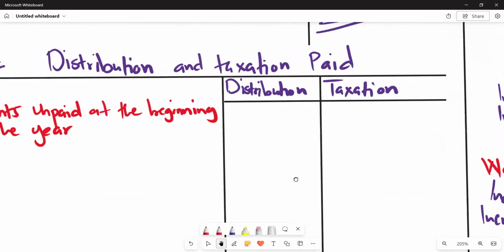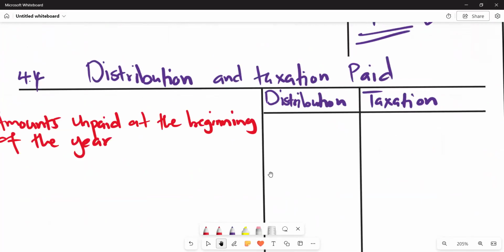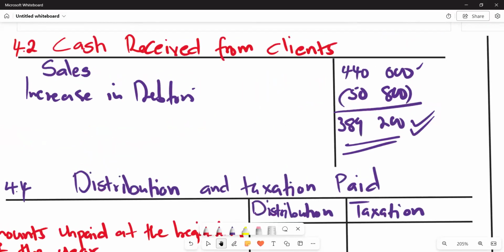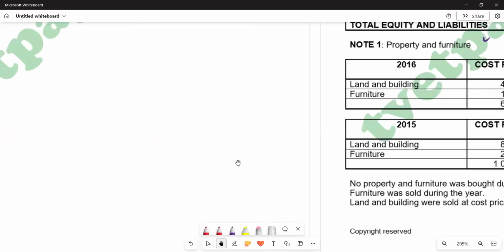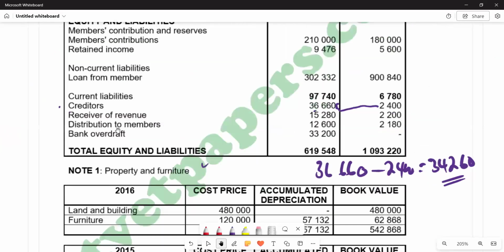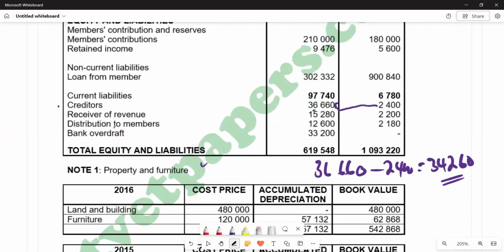On the last note, we've got distribution and taxation paid. On distribution and taxation paid, we're going to start with the amounts unpaid at the beginning for distribution and then for taxation. So we go to the statement of financial position. That's where we are going to find those figures, obviously under current liabilities. We see that we've got our distribution to members here, and then the taxation is represented by the receiver of revenue.